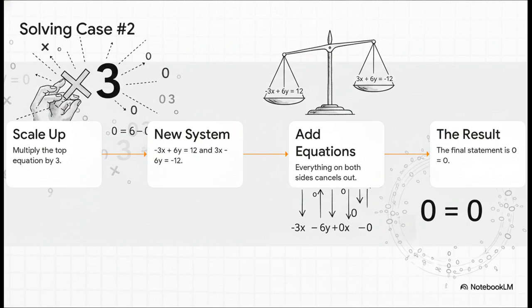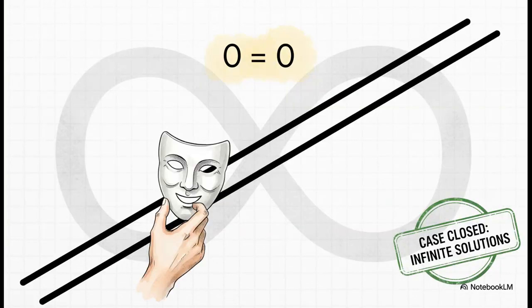Okay, now let's add them together. Negative 3x plus 3x is 0. 6y plus negative 6y is 0. And 12 plus negative 12 is also 0. Everything cancels out. So what are we left with? 0 equals 0. Is that true? Absolutely. It's a fundamental truth. Our variables vanished and left us with a true statement. The conclusion here is that there are infinite solutions, because these aren't two different lines at all. They are the exact same line, just wearing different outfits.